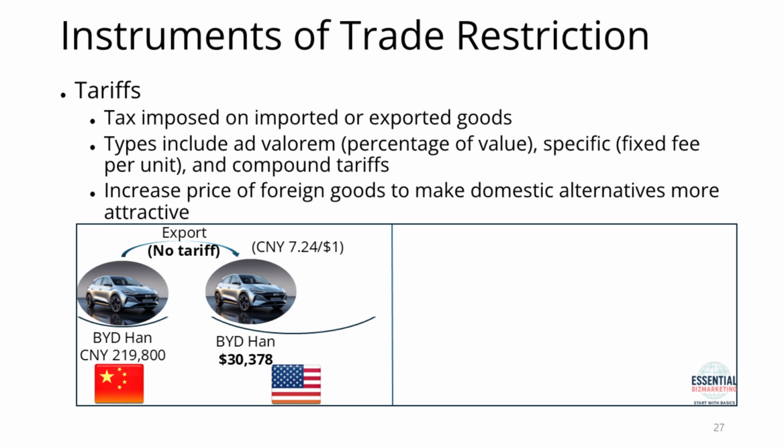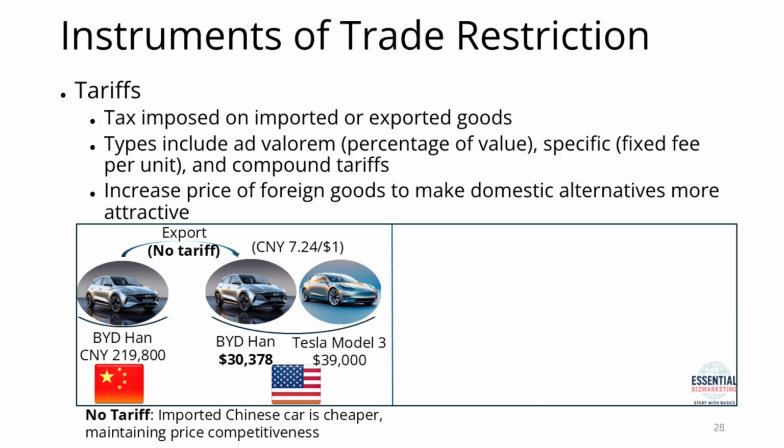This makes it significantly cheaper than many American electric vehicles. Now let's compare it directly with a major US competitor. The Tesla Model 3 sells for around $39,000 in the US, nearly $9,000 more than the BYD Han. Without tariffs, the Chinese EV holds a clear price advantage in the American market.